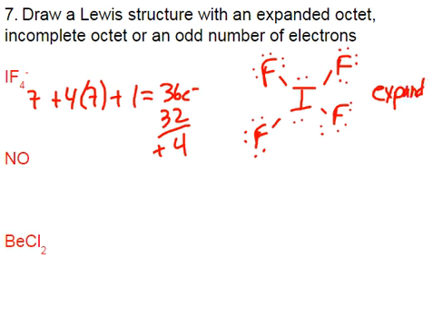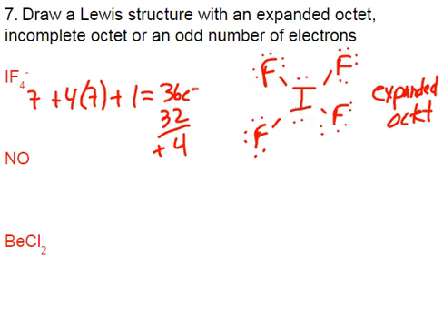More than 8. Is that as stable as if it had a regular octet of 8? No. But it's more stable than fluorine or iodine are on their own. Fluorine and iodine are really reactive elements. So IF4 minus is still a lot better.